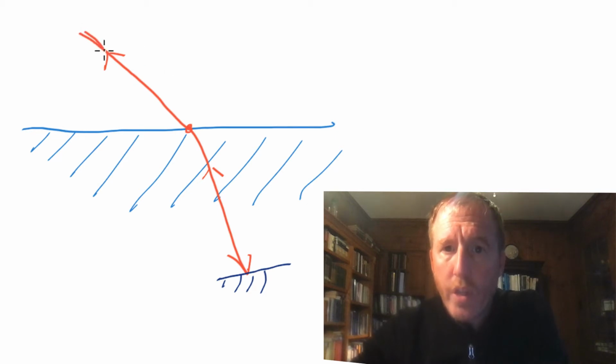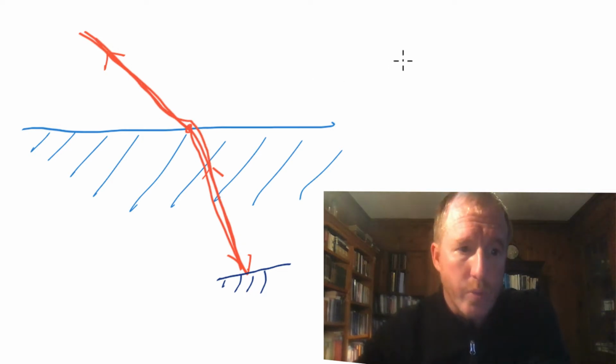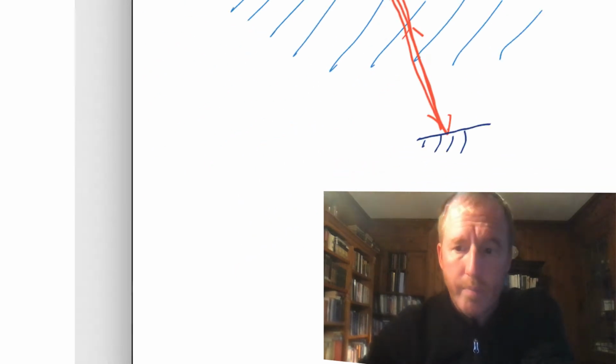In other words, this path is reversible. If it goes this way on the way in, it would go this way and bend like this on the way out. That's what he's saying in axiom 3.